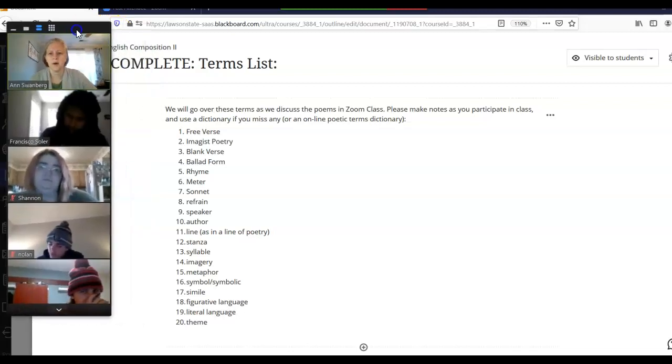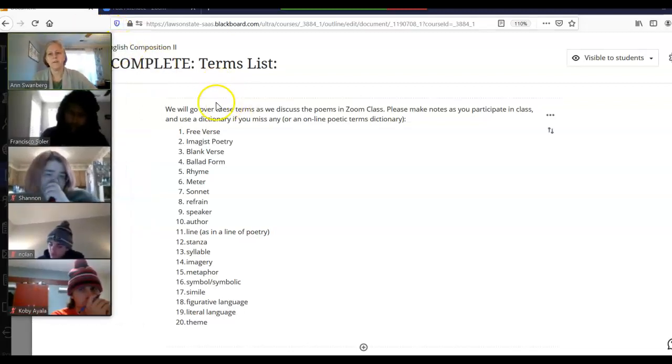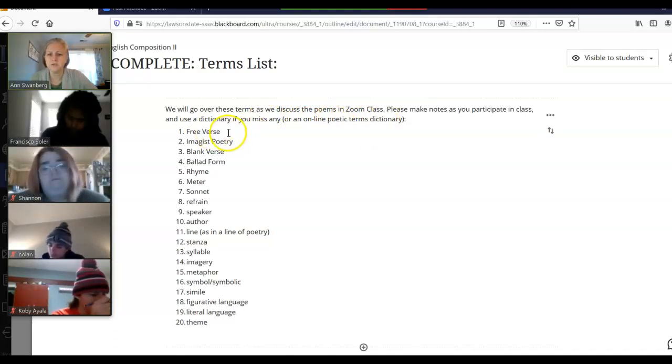This poetic terms list says we'll go over these terms as we discuss the poems in Zoom class. Please make notes as you participate in class, and use a dictionary if you miss any, or an online poetic terms dictionary.